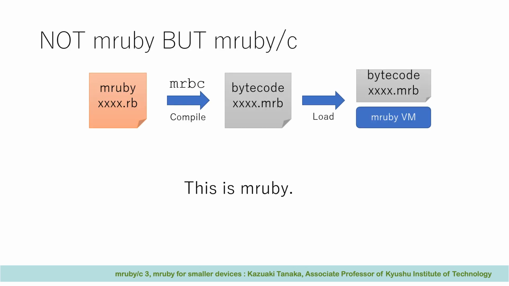Before talking about mruby/c, I'll talk about mruby, the mechanism and the execution style. So mruby is one kind of Ruby language, and mruby is usually compiled to the mruby bytecode that is called an mrb file. This is device-independent code. This bytecode is loaded into the mruby virtual machine, which executes the bytecode step by step. This is mruby.